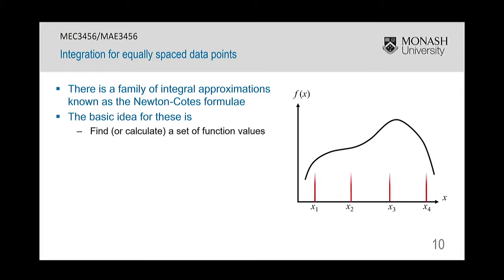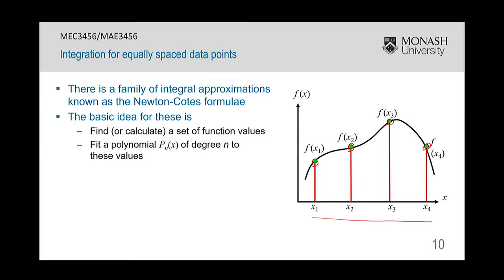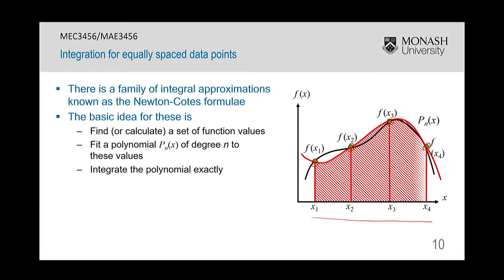The basic idea for all of the Newton-Cotes formulas is to find, or calculate, a set of function values. So for example, if we have a set of x values x1 through x4, we need to somehow know what the function values at these 4 points are. Once we have those function values, the idea is to fit a polynomial of some degree to the data values. So we fit an interpolating polynomial that passes exactly through the data. Then we integrate the polynomial exactly.